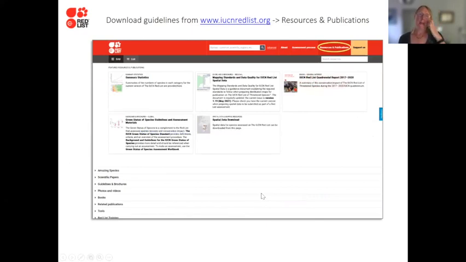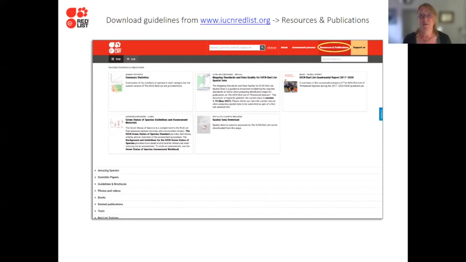So the guidelines are available in the resources and publications section of the Red List website. So you go to the website and click on this link at the top. It will take you to this page, and this has a huge number of resources here. There are guidelines and documents and graphs and pages, all sorts of things. And if you don't know the website, it can be a bit difficult to find your way through.